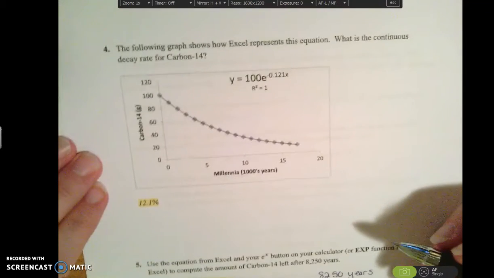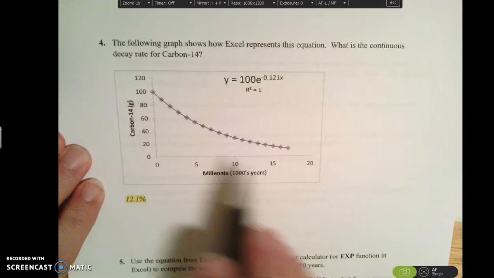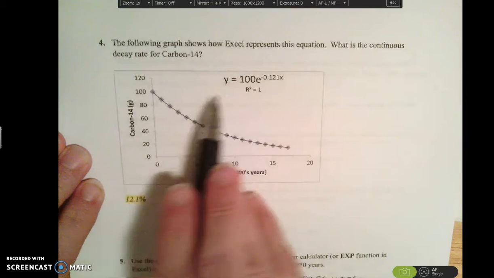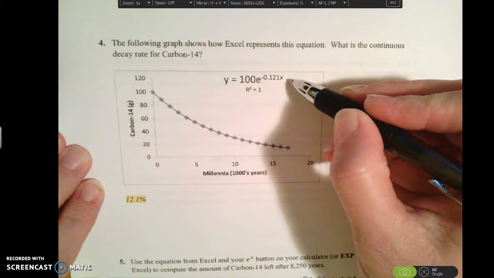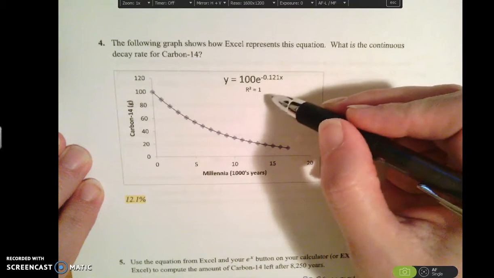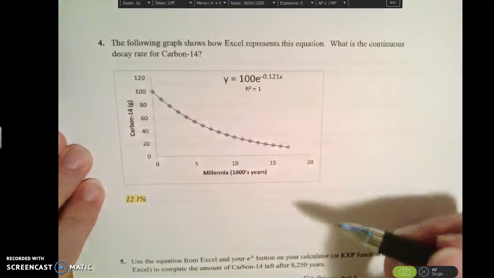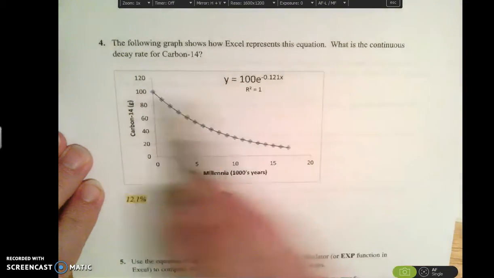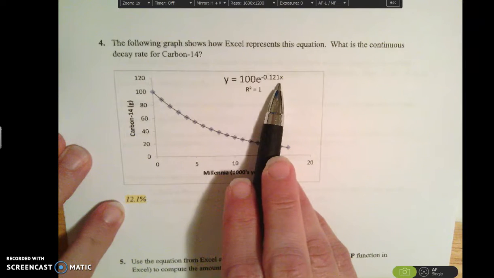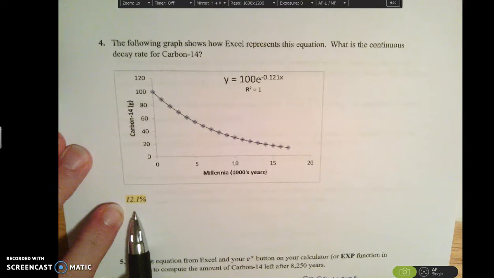Now if I put this into a graph, this represents the graph of that information, and you'll notice that it's a decay because it's declining. Here's our trend line, and you notice on our trend line it says negative 0.121, and then it says r squared equals 1, which means it's a perfect exponential function. So what's the continuous decay rate? That's the negative 0.121. When we write it, we don't write negative, because we're talking about a decay rate. If I said it's a growth rate, then it would still be 12.1. It just depends on whether I'm talking about decay or growth.